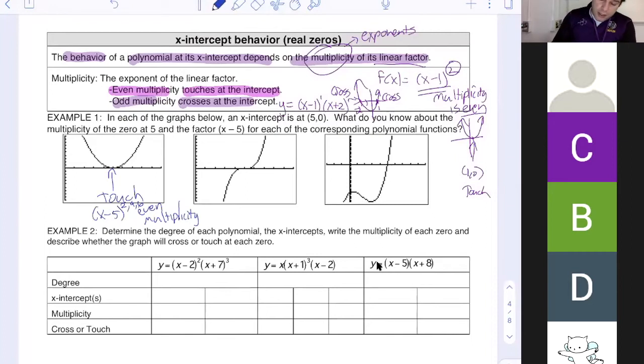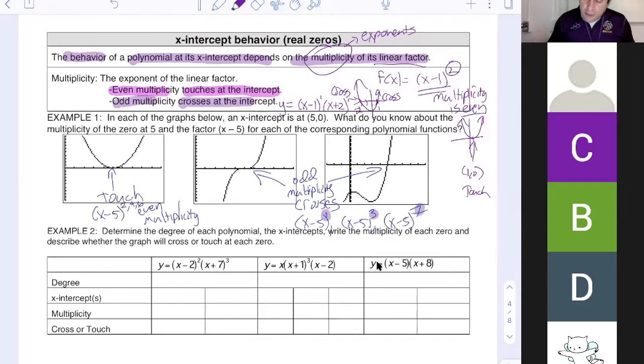Now, what both of these tell us is odd multiplicity, and we know because it crosses. Cross means that it goes through the x-axis. So these could be x minus 5 to the 1st, x minus 5 to the 3rd, or x minus 5 to the 7th. But for sure, it's going to have an odd exponent on its linear factors, and the reason we know this is because it crosses the x-axis.